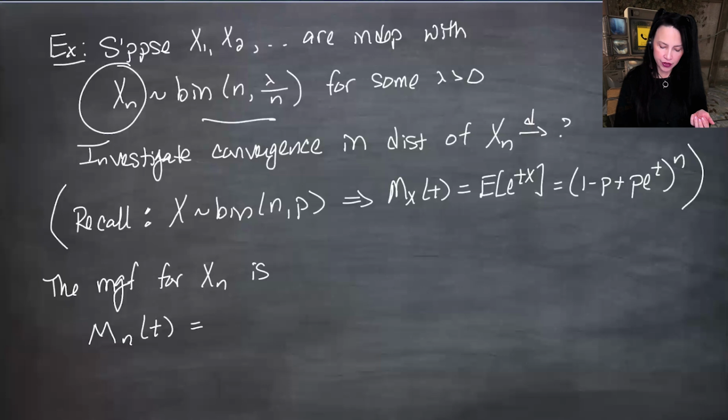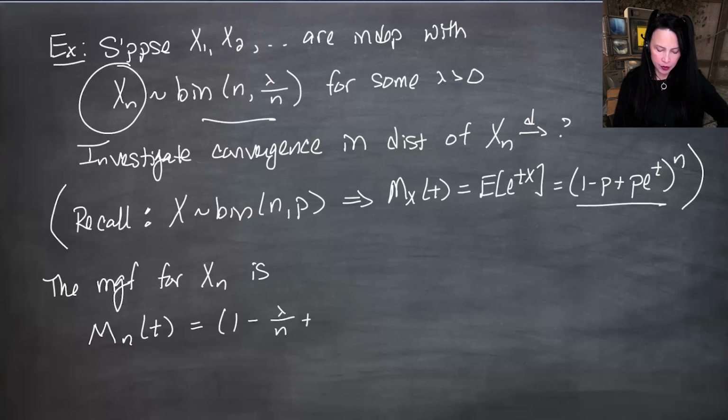It's a binomial. And instead of p, we have a lambda over n. So the moment generating function is just this, but in place of p, we have lambda over n. This is (1 minus lambda over n plus lambda over n e to the t) to the n.